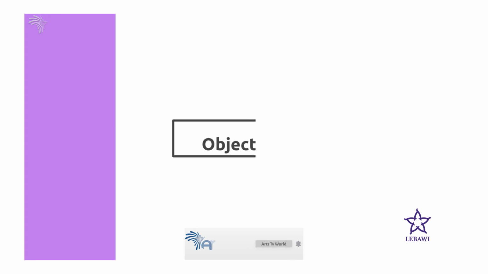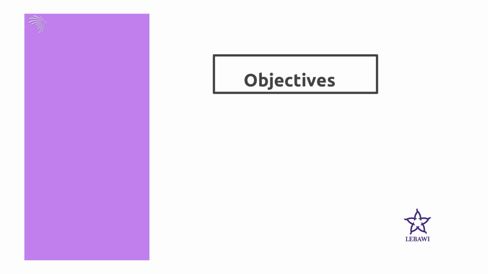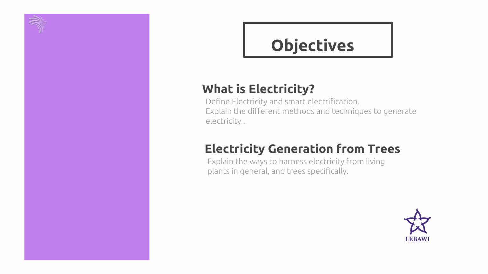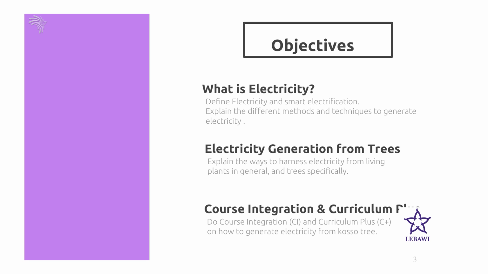The components of today's presentation include defining terms like electricity and smart electrification, explaining the different methods and techniques to generate electricity, and discussing the methods of harnessing electricity from living plants. Finally, we will be doing a course integration and curriculum plus on how to generate electricity from Koso tree.